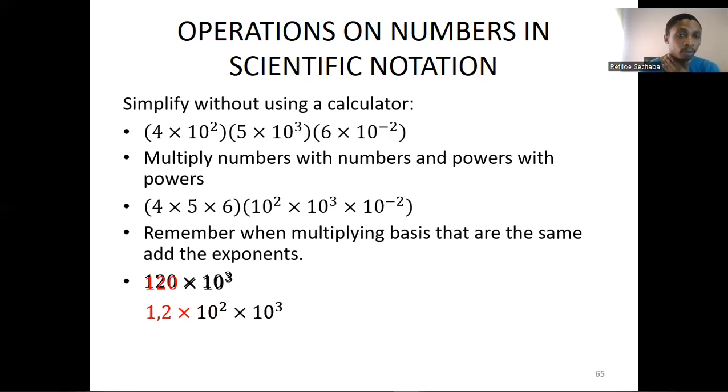I need to multiply the powers. Same base, so I add the exponents. 2 plus 3 is 5. So I'll end up having 1, 2 times 10 to the exponent of 5. We good?